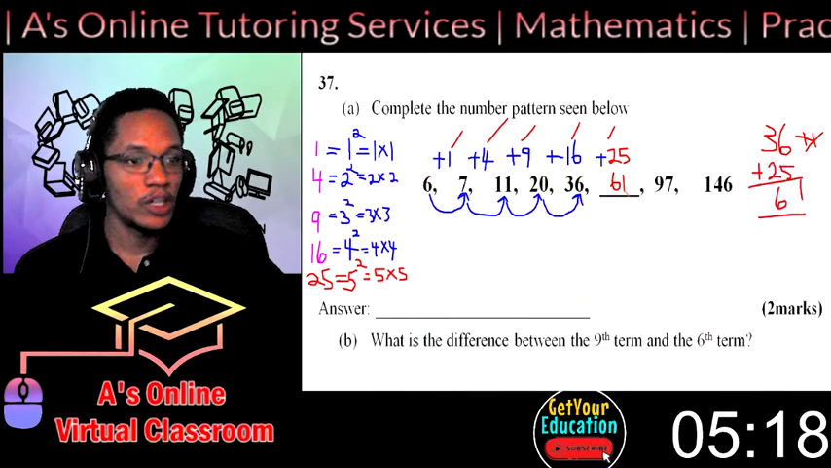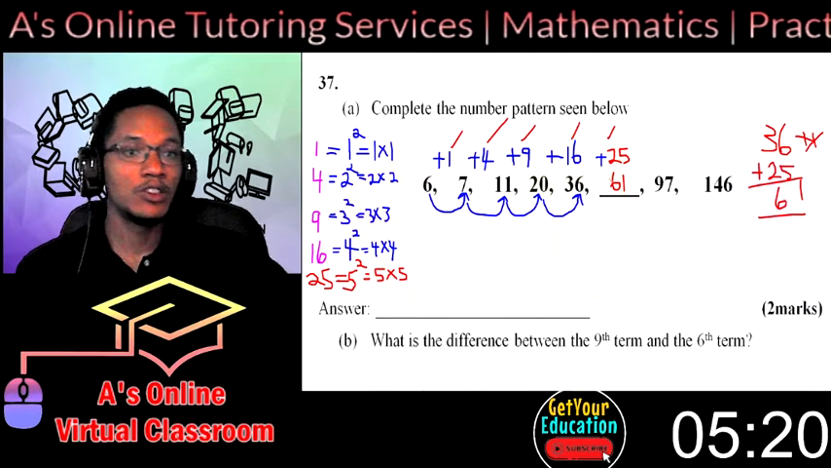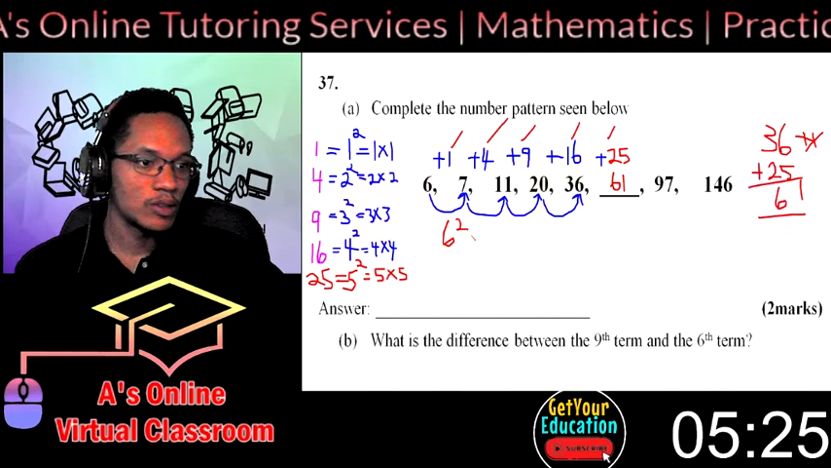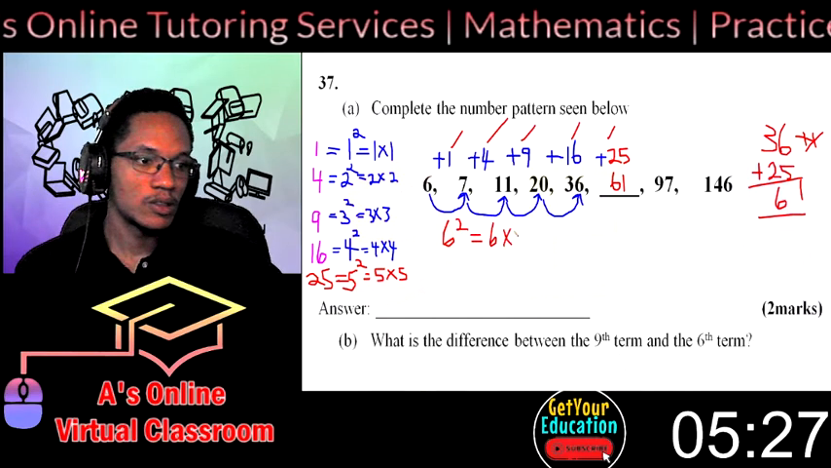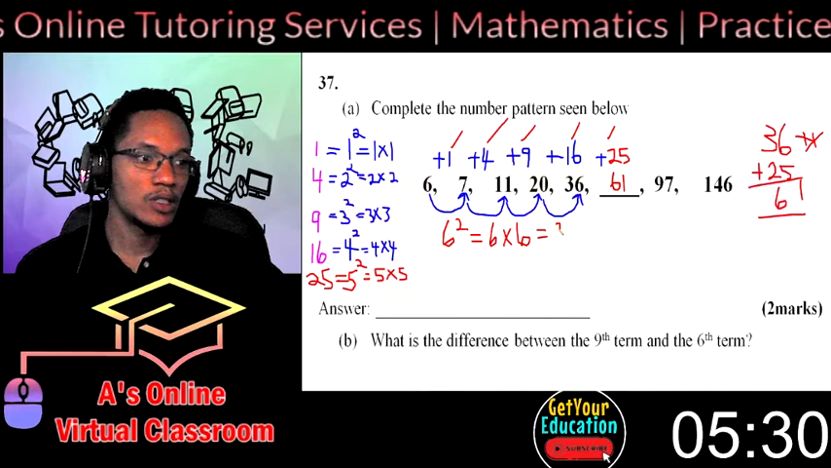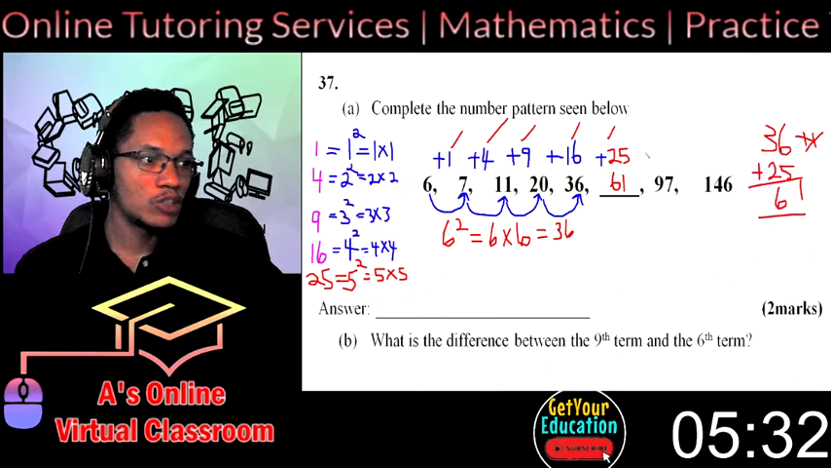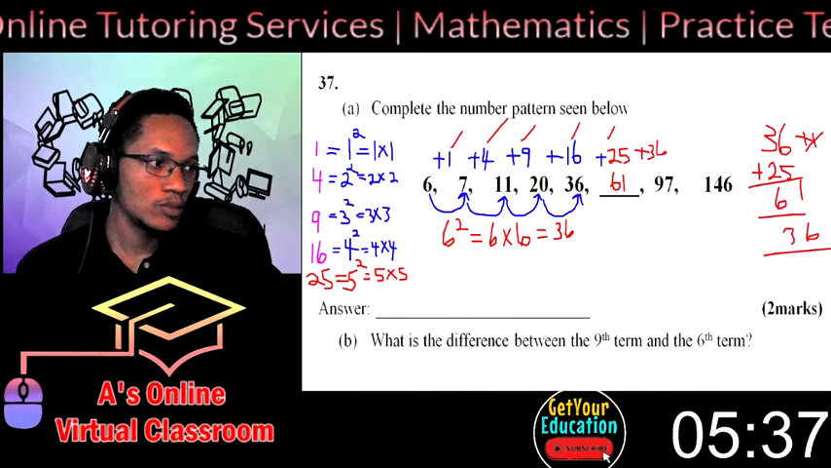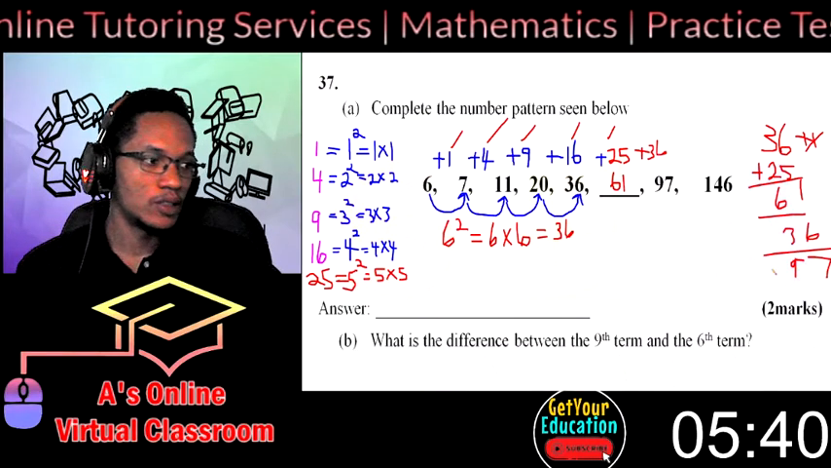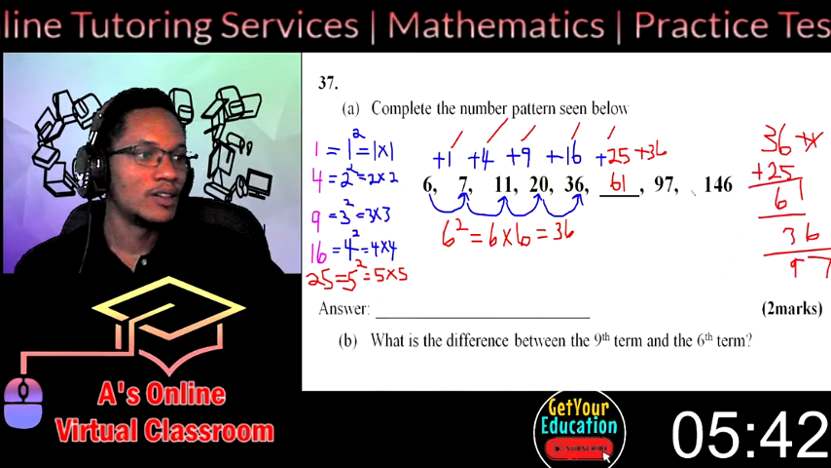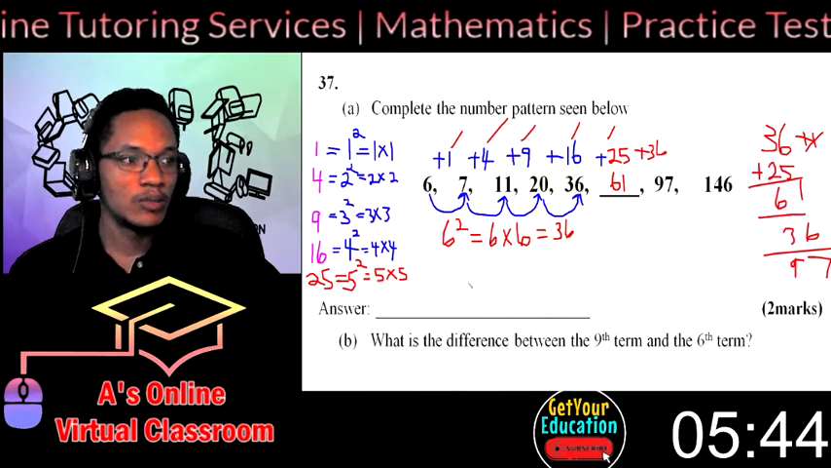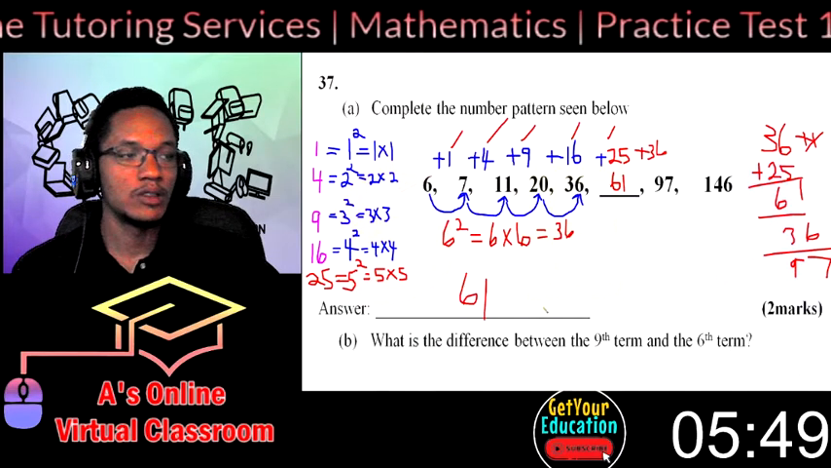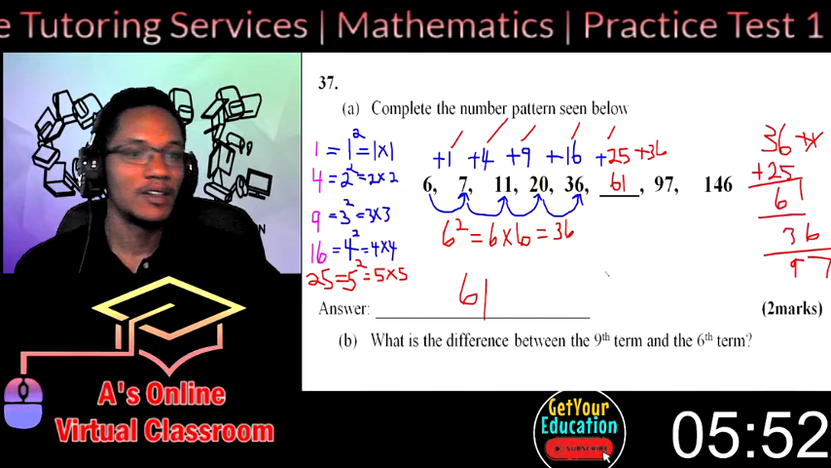You can double check it to make sure that the pattern continues. What comes after 5 squared should be 6 squared, which is 6 by 6 or 36. So this should be plus 36. 61 plus 36, we get 97. Alright, so the pattern works. So 61 goes into the pattern in the missing space. Alright, that was 2 marks.